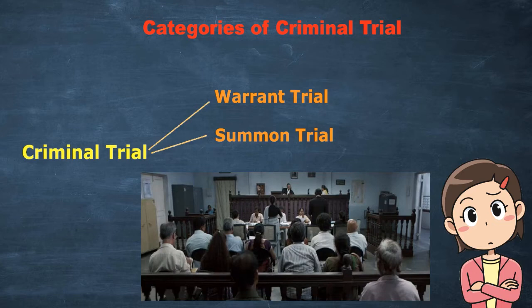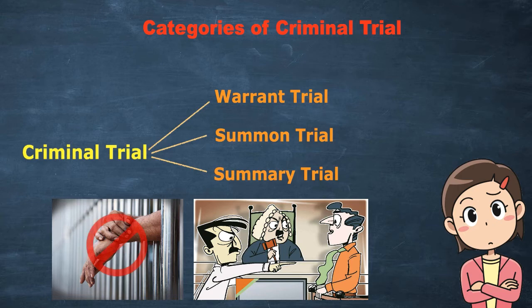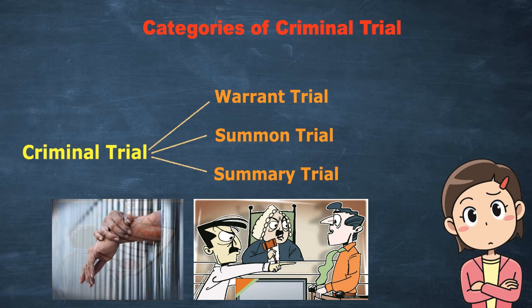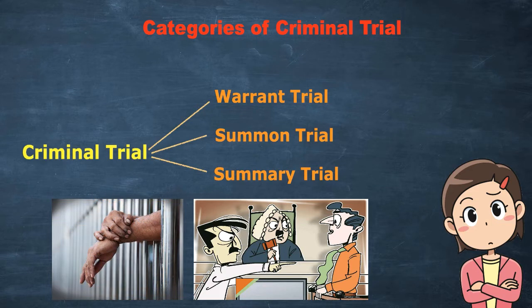The third one is summary trial. It is for petty crime, for which punishment is almost zero. Rather, the offender needs to pay the fine, or else he may get 15 days or something like that imprisonment if he doesn't pay the fine, or maybe sometimes a few days imprisonment. But this includes petty crimes only.